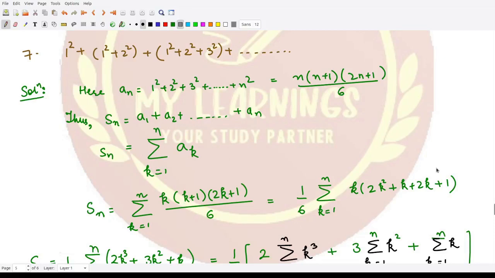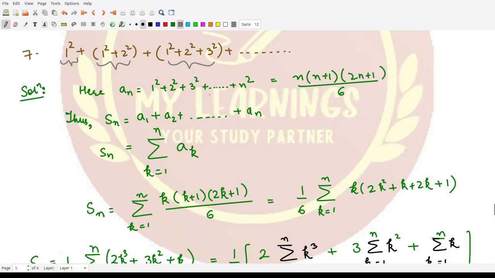In this video, let's solve our next question. Here we are given this kind of series where the first term is 1 square, the second term is 1 square plus 2 square, the third term is 1 square plus 2 square plus 3 square, and so on. And we are required to calculate the sum up to first n terms of this series.